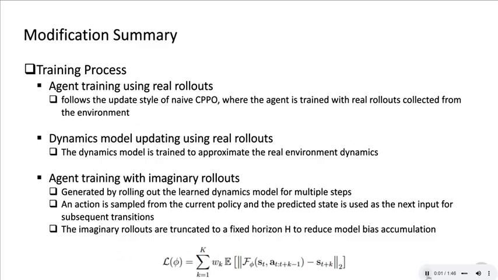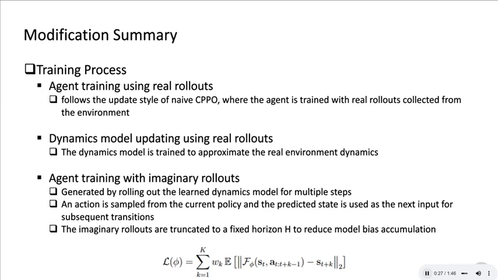The training process involves three interactions: agent training with real rollouts, dynamics model updating using real rollouts, and agent training with imaginary rollouts by the dynamics model. Agent training using real rollouts follows the update style of naive CPPO, where the agent is trained with real rollouts collected from the environment.